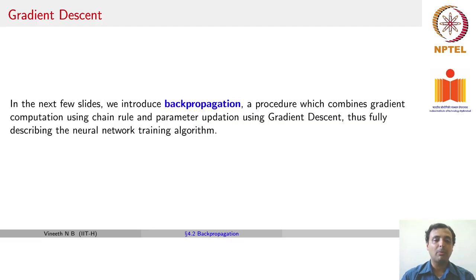This leads us to the popular methodology, which we talked about in the history of neural networks too, which is known as backpropagation. Backpropagation is a procedure that combines gradient computation using chain rule and parameter updation using gradient descent. Remember, we said we want to minimize a loss function. We said gradient descent is the way to minimize that loss function. But then gradient descent needs computation of derivatives for which we need the chain rule. That's going to be the overall strategy for us to train the neural network.